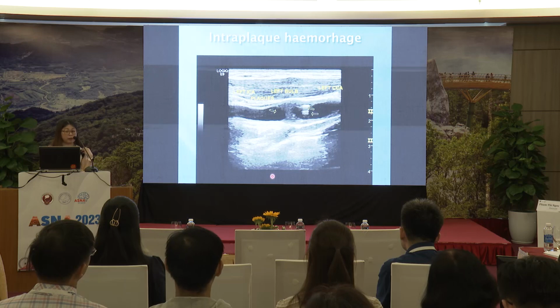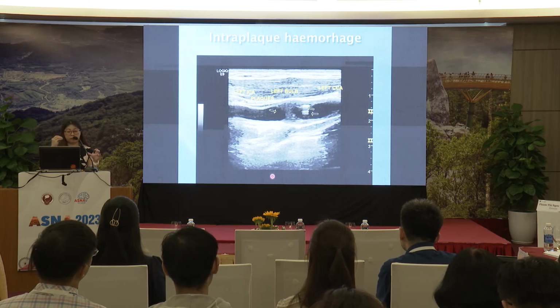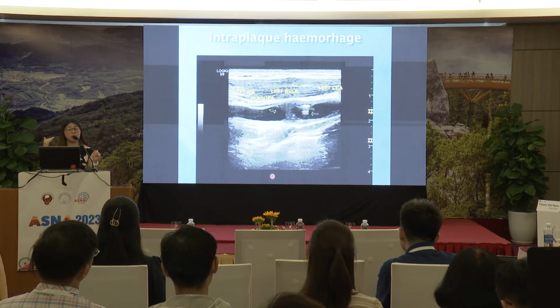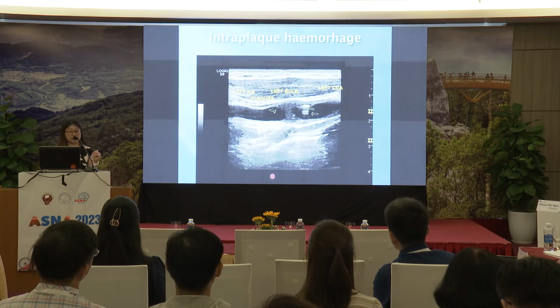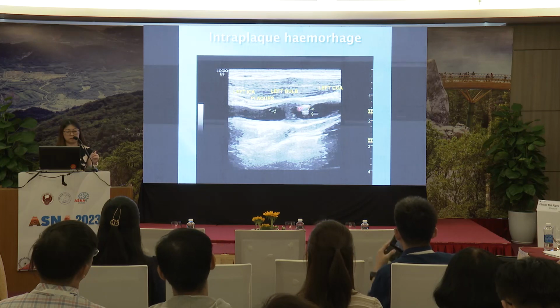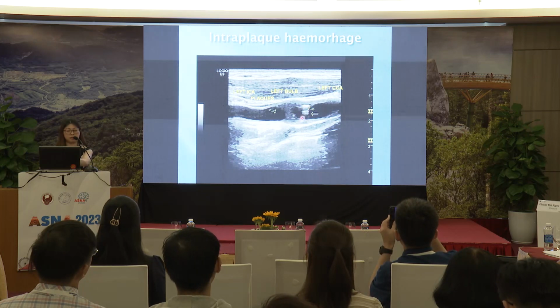This is intraplaque hemorrhage. You see there is a tear. So if you put the color Doppler, the color will fill inside the darker side. Inside you see the plaque right here. This is very dark, like kind of intraplaque hemorrhage. Okay.